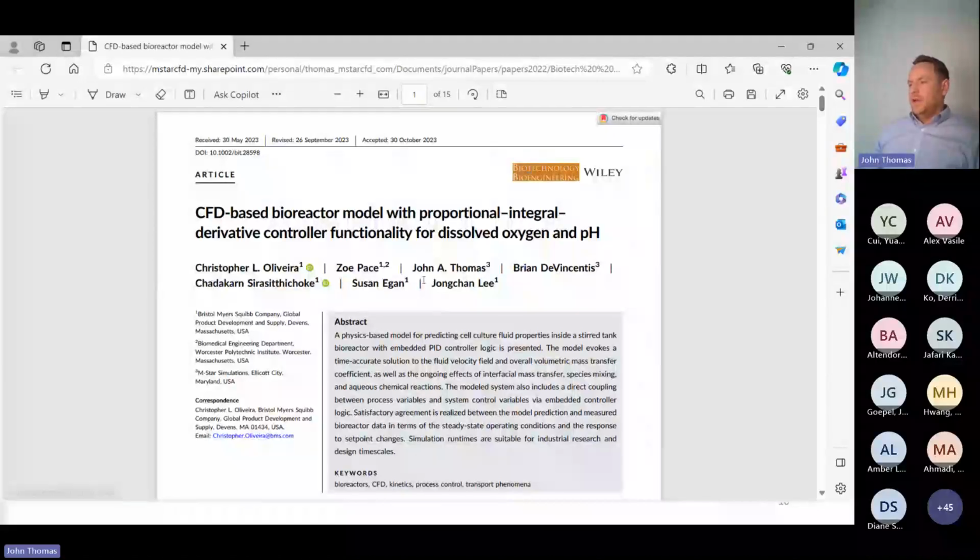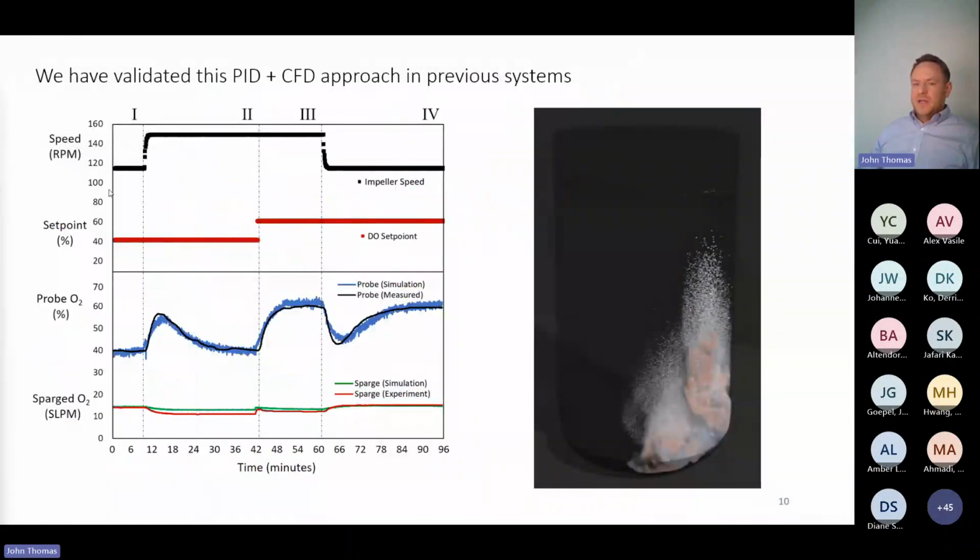This just came out last fall. This is with BMS and friends. But that's where I'm getting this data here. So in fact, this isn't just a pipe dream. We've actually validated these tools.